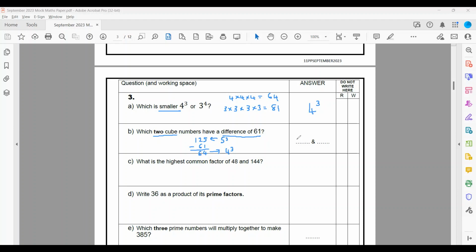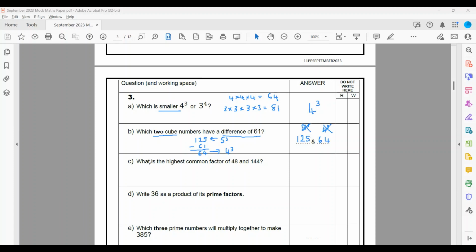Now, because I've asked for the cube numbers, you must give the cube numbers themselves. So I'm going to give 125 and 64. Do not write 5 cubed and 4 cubed. They are not the cube numbers. The cube numbers are 125 and 64.